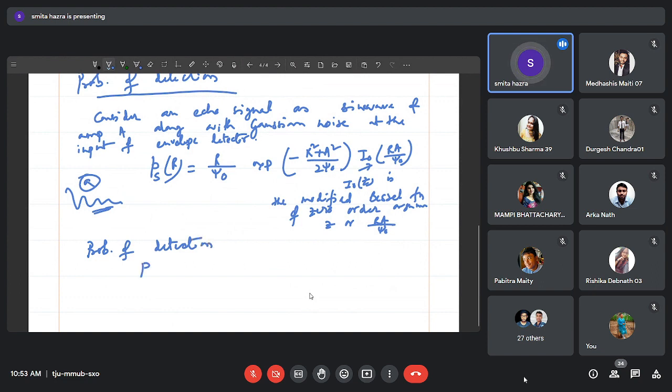So for the probability of detection, this capital P, let us indicate as PD. This is equal to the integration from Vt to infinity of Ts. S means some real signal is there. So that is why we are writing every time this into dr.